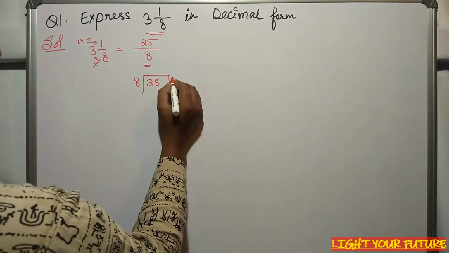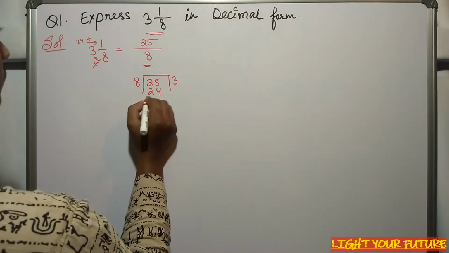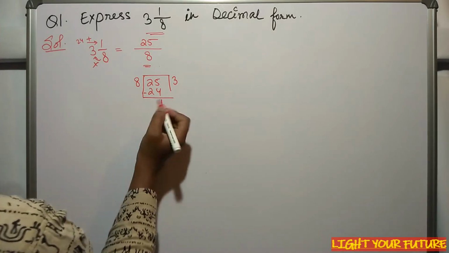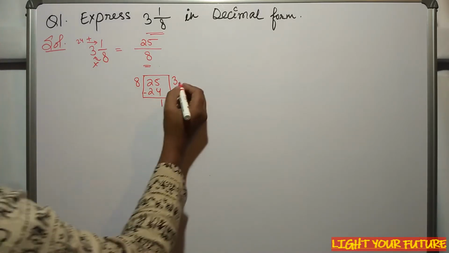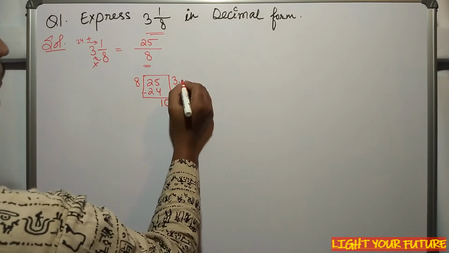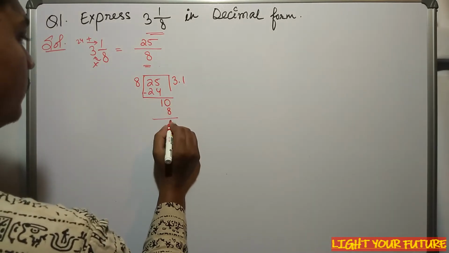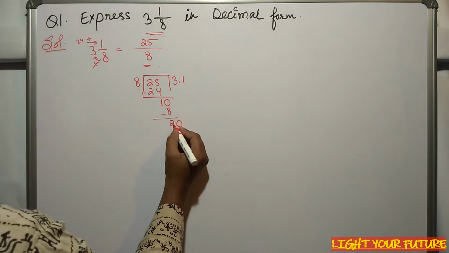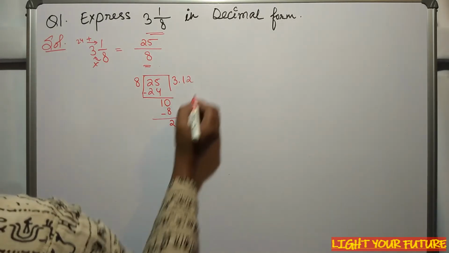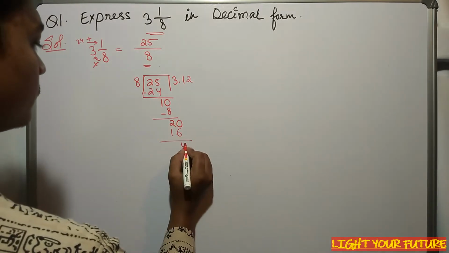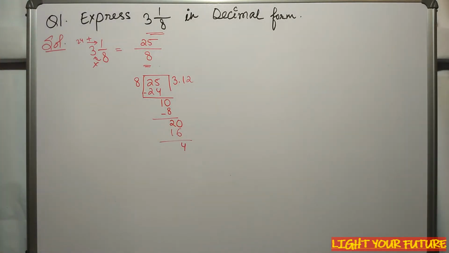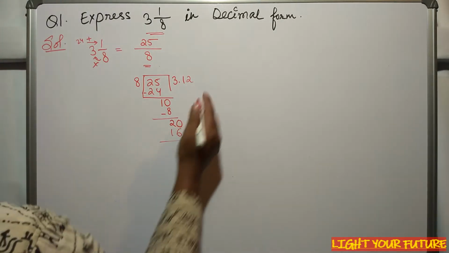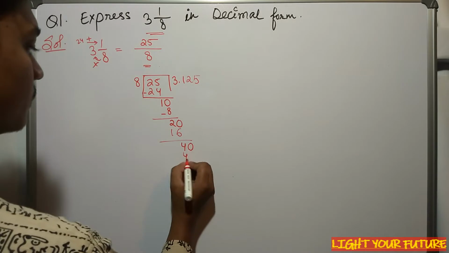Let's find our quotient. 8 3s are 24, so we get 1 as the remainder. Now 8 is greater than 1, so we put a decimal point and take a 0. Now 8 ones are 8, and we get 2 as the remainder. Now for the point 0 we will take. Now 8 2s are 16, and we get 4 as the remainder. Again we take 0 for the point. Now 8 5s are 40. Now the remainder is 0.